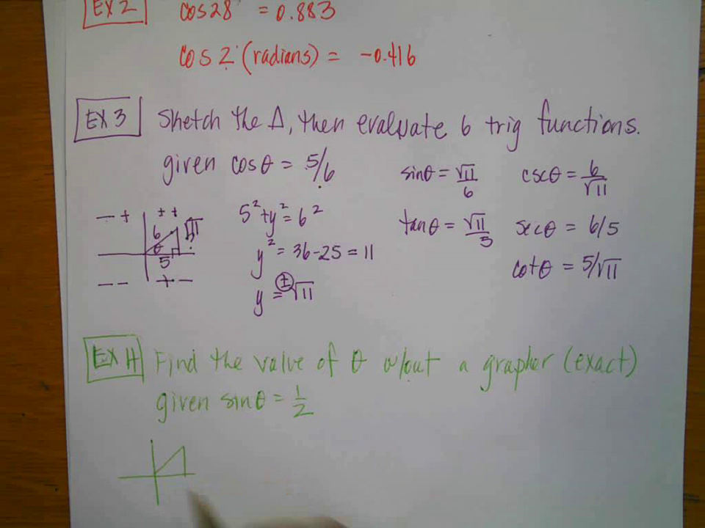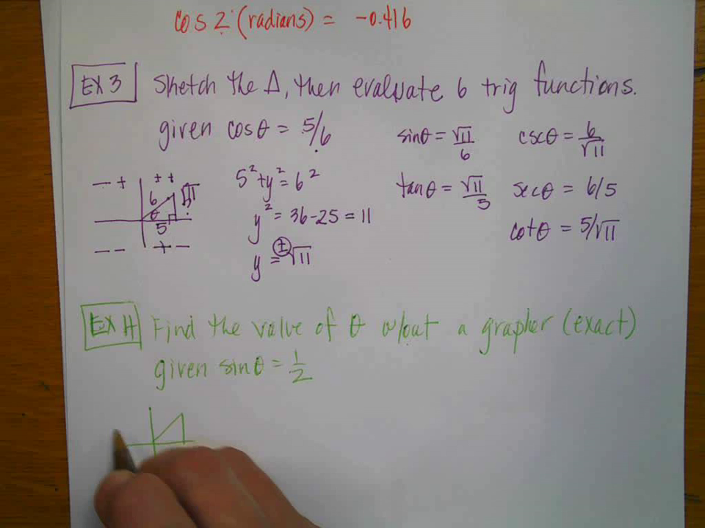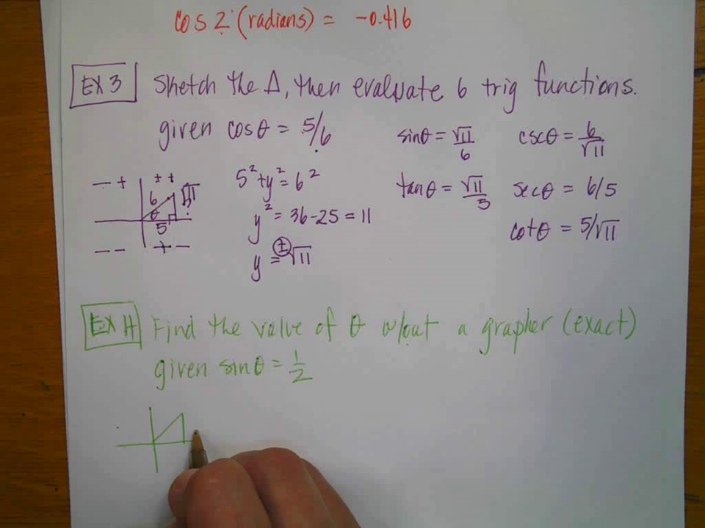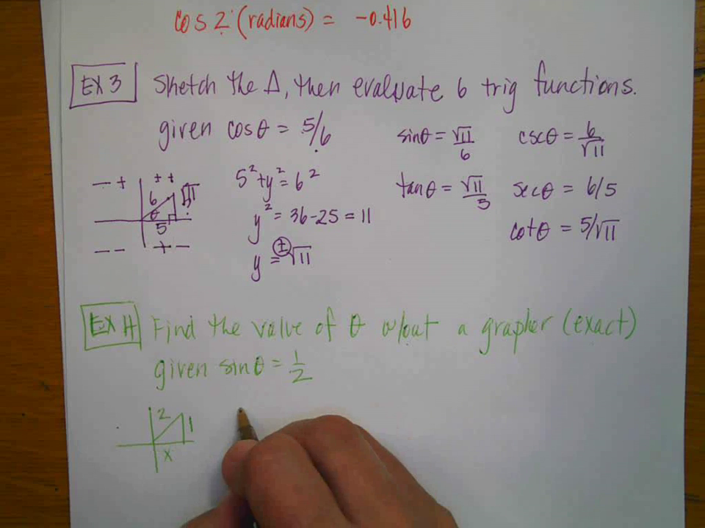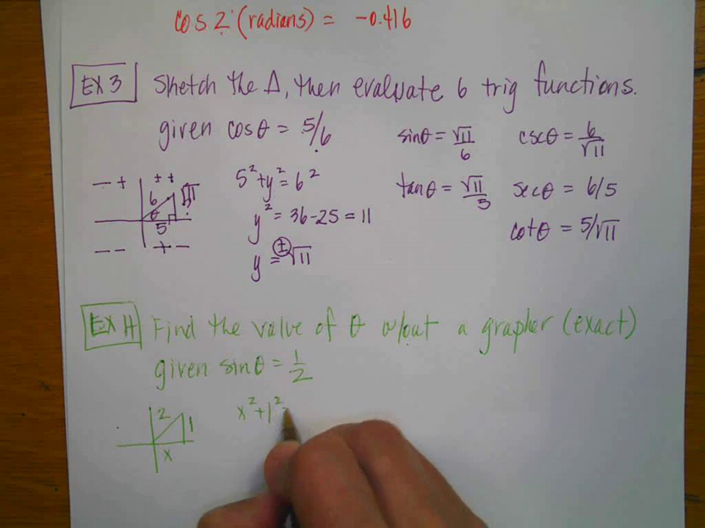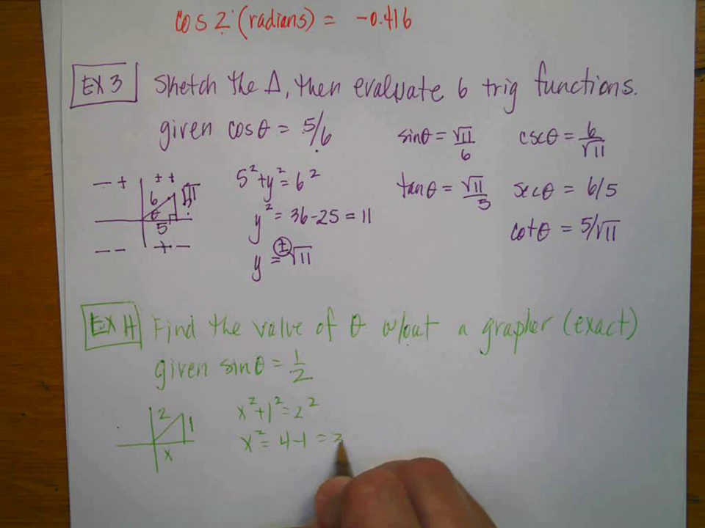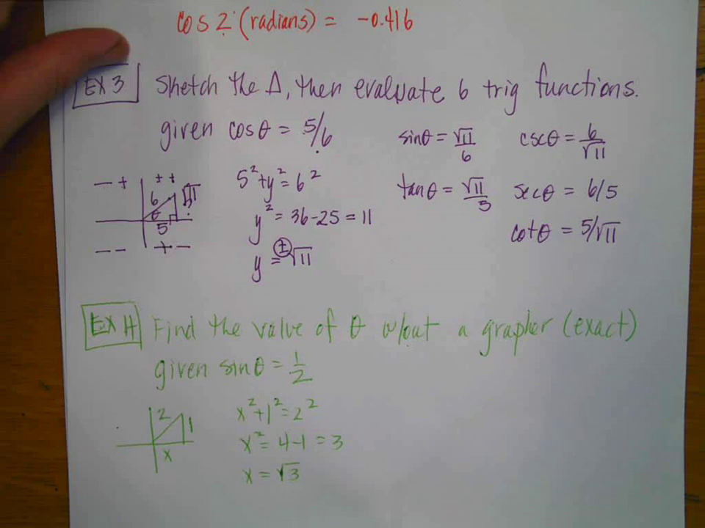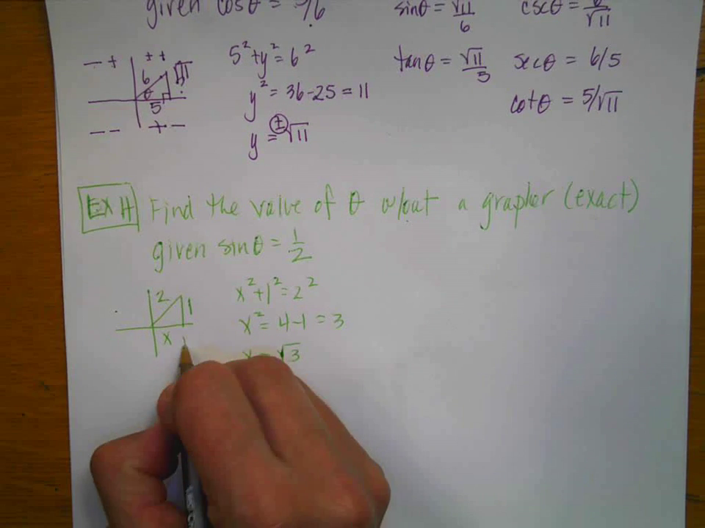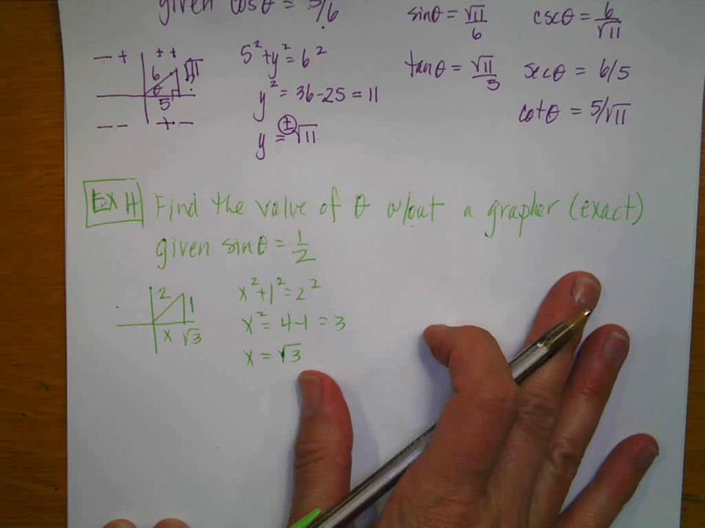So again, the first thing that I'm going to do is draw my triangle, and I'm going to label sine as positive in the first and the second quadrants, but we're going to start here. So I'm going to do 1 and 2, and then I need to find x. So x squared plus 1 squared is 2 squared, so x squared is 4 minus 1, which is 3, so x is going to be radical 3. And again, in the first quadrant, x is positive, so I'm just going to write that little radical 3 right there.